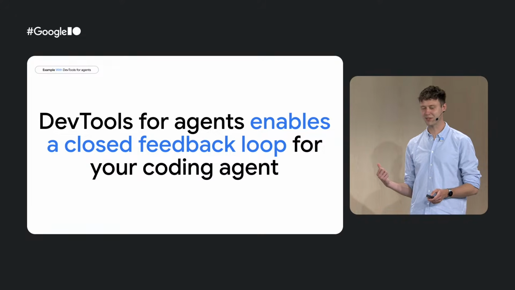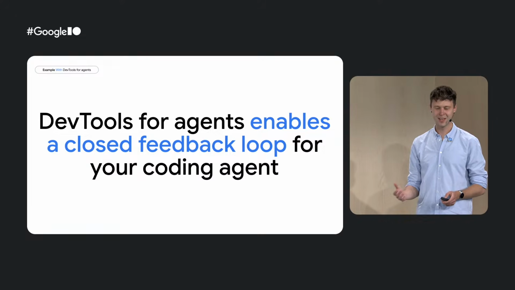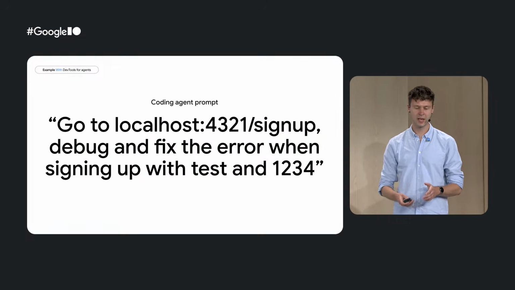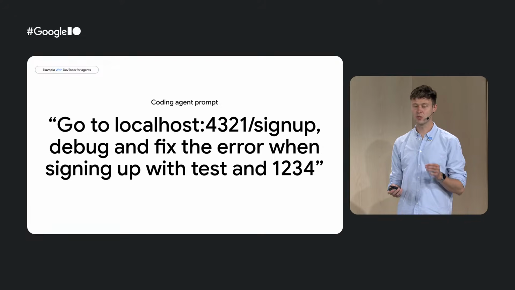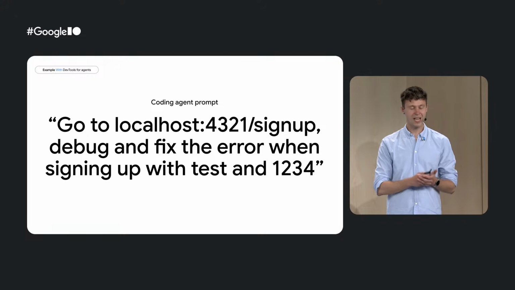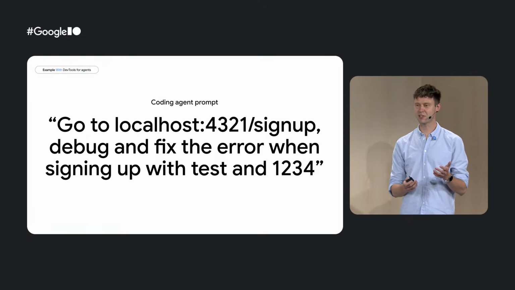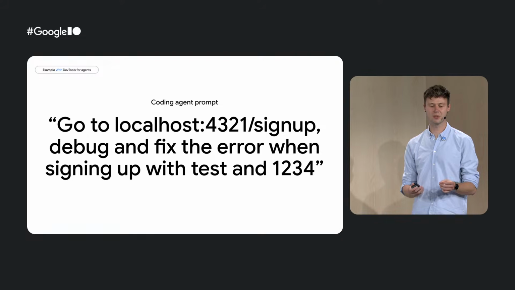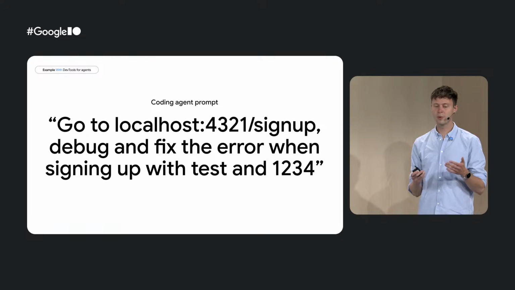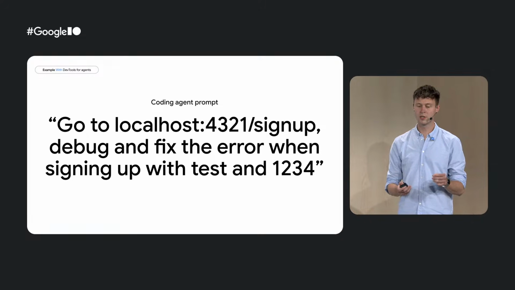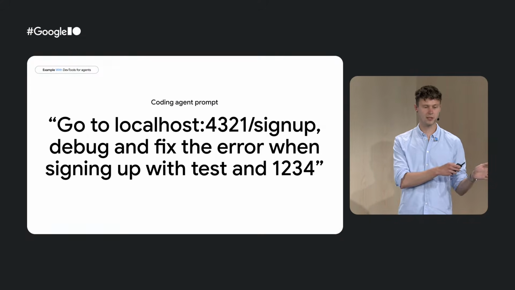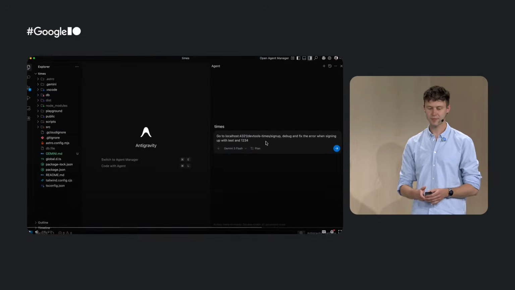But let's see if that's true by giving it a test run. Before we can do that, though, we need to tweak our prompt just so slightly. Instead of asking our agent to look at specific files, we ask it to look at the runtime. As DevTools for Agents has access to source maps, it will be able to guide your coding agent to the right file anyway. So we are going with go to localhost, sign up, debug and fix the error when signing up with test and 1234.